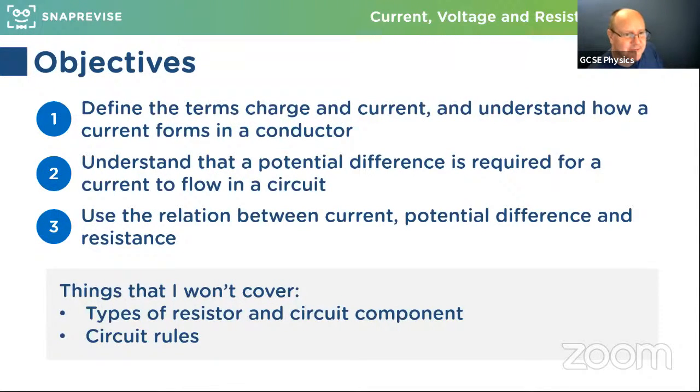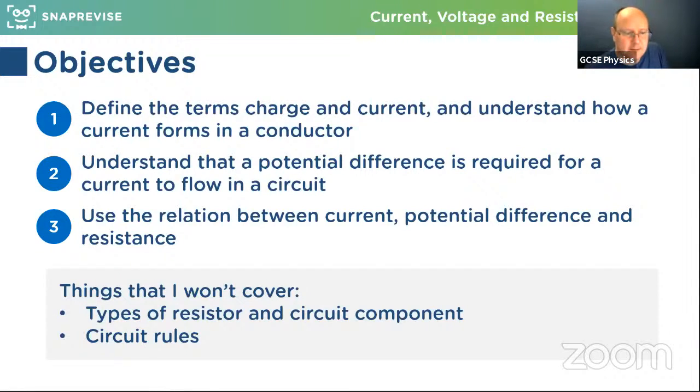Okay, so we're going to be defining the terms charge and current, and hopefully you'll be able to fully understand how a current forms in a conductor. You should understand that a potential difference is required for a current to flow in a circuit, and you should be able to use the relationship between current, potential difference, and resistance to do calculations and solve problems. Things I won't be covering are what different types of resistor exist and other circuit components, and also I won't be looking at circuit rules.